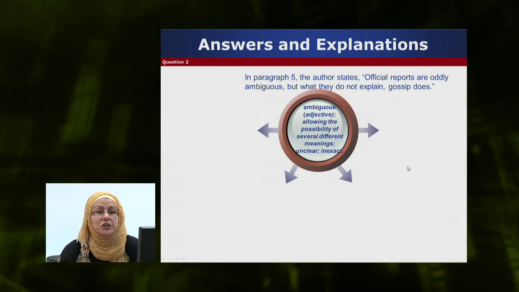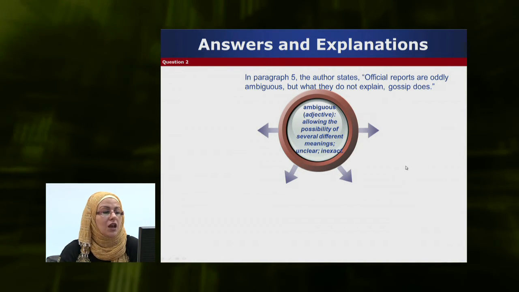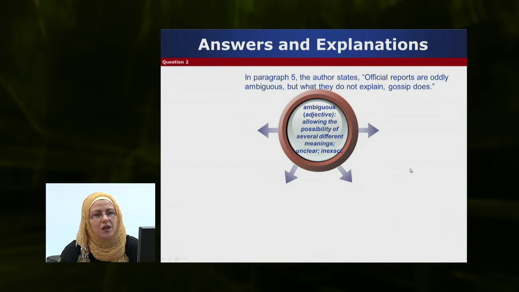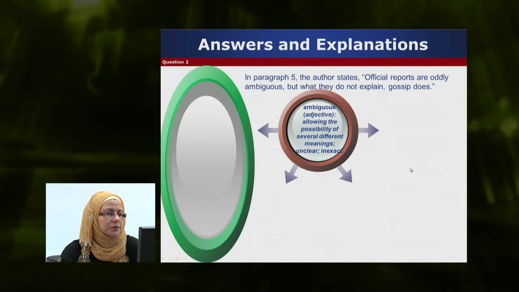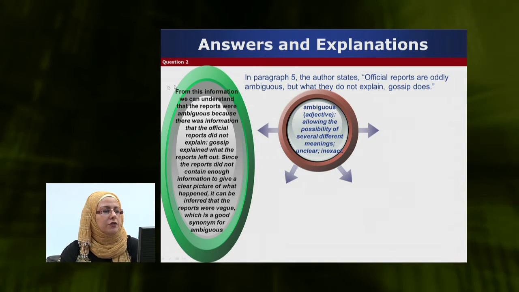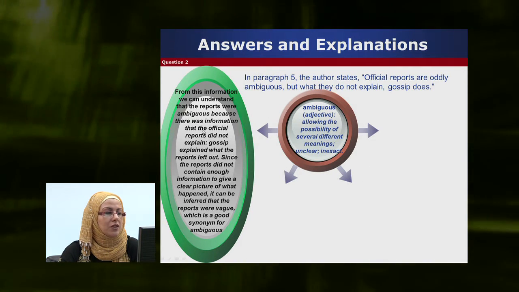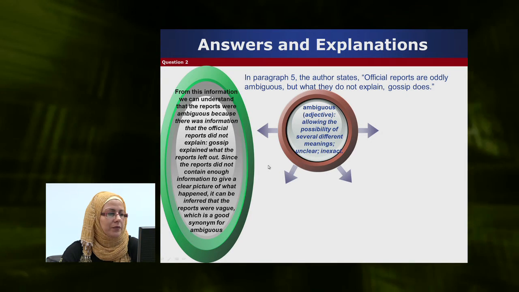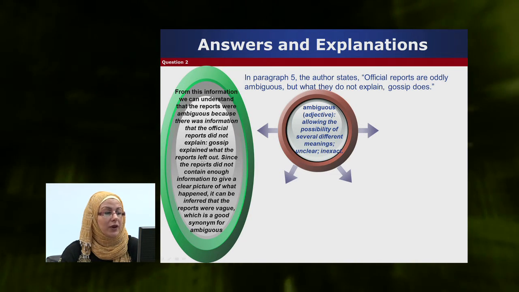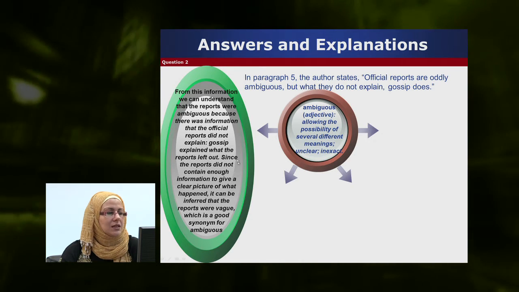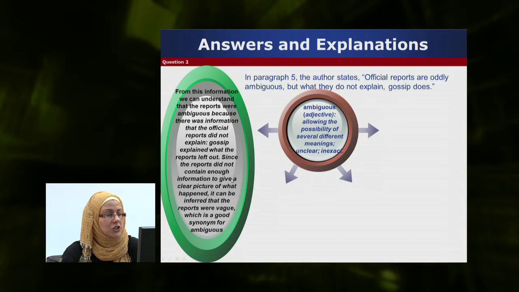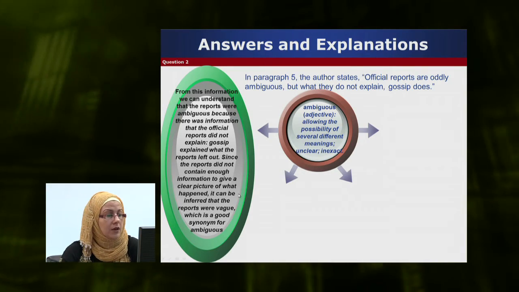Ambiguous is an adjective which means allowing the possibility of several different meanings, something unclear, inexact. From this information, we can understand that the reports were ambiguous because there was information that the official reports did not explain. Gossip explained what the report left out. Since the reports did not contain enough information to give a clear picture of what happened, it can be inferred that the reports were vague, which is a good synonym for ambiguous. So A is the correct answer.